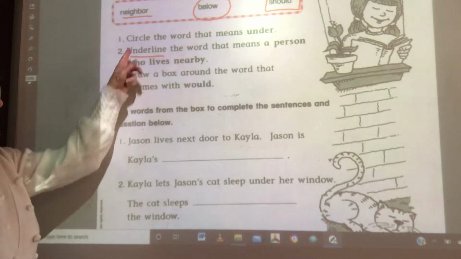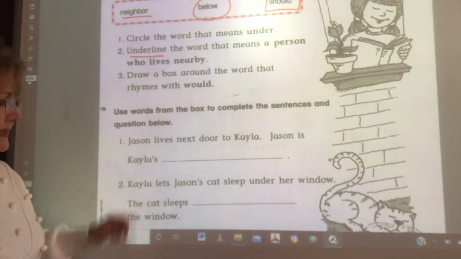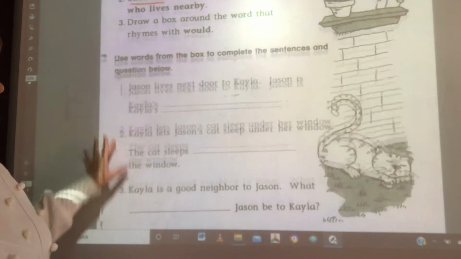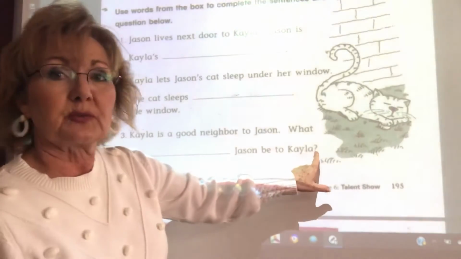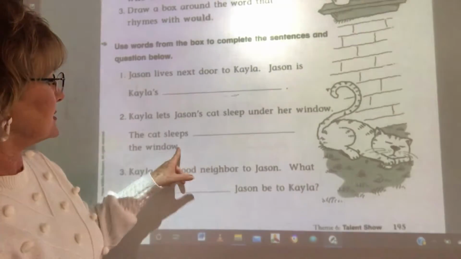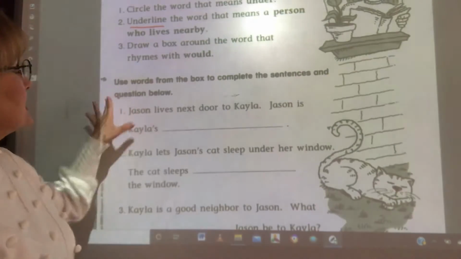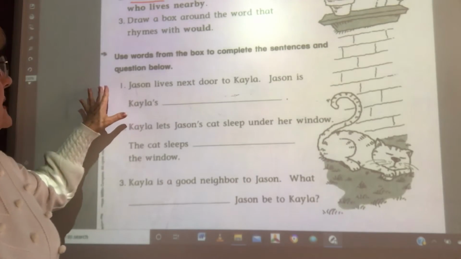Then it says to use the words from this box to complete these sentences and the question below. One of these is a question. We can tell because there's a question mark. The others are just regular telling or statements, okay? So you can read it with me.